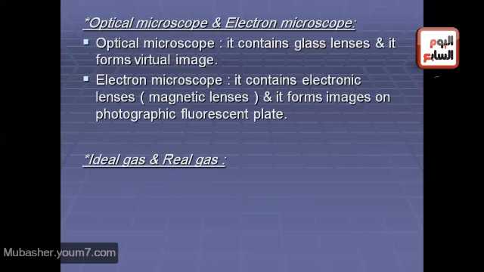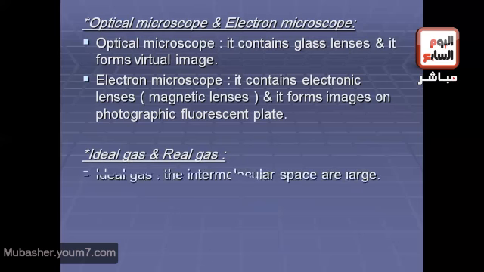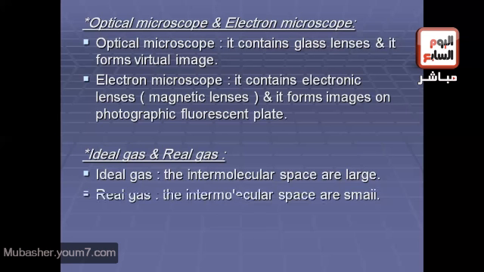Another comparison between ideal gas and real gas. Okay, in the ideal gas, the intermolecular spaces are large, and in the real gas, the intermolecular spaces are small. Okay, let's remember, when in the ideal gas the intermolecular spaces are large, we mean that the volume of the molecules can be neglected compared to the volume occupied by the total gas. But when the intermolecular spaces are small, we can't neglect the volume of molecules.